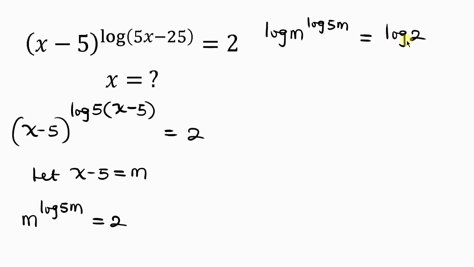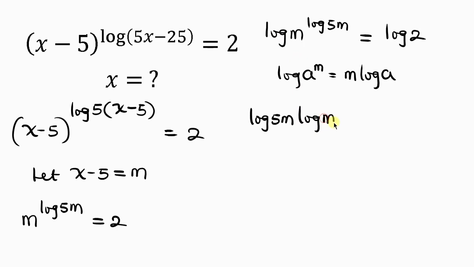Our next step will be for us to apply the law of logarithm, which says, for example, when I have log a to the m, this can be written as m log a. You notice that we use the exponent m to multiply log a, which is what we have here. So we're going to be applying this law of logarithm to this expression on the left. Take the exponent, which is log 5m, and multiply that with log m, equal to log 2.